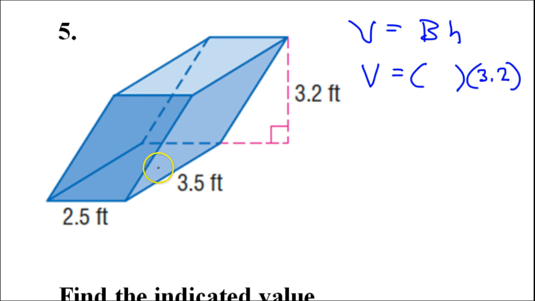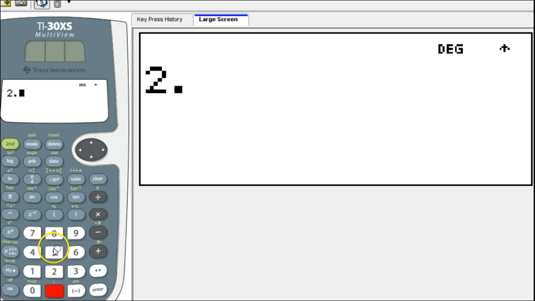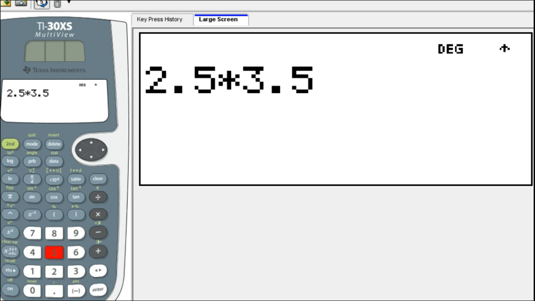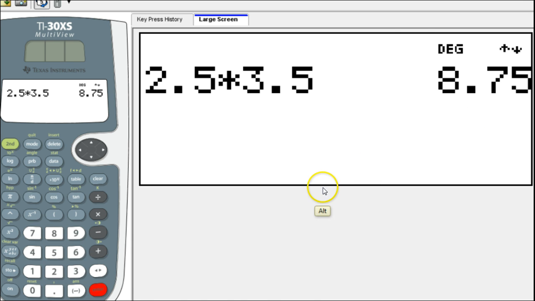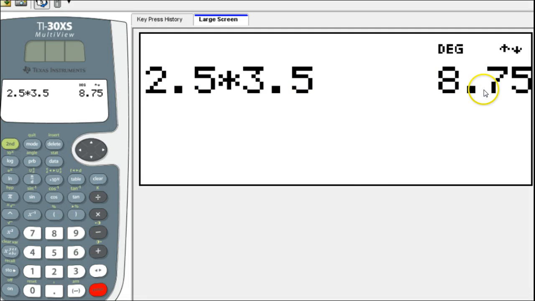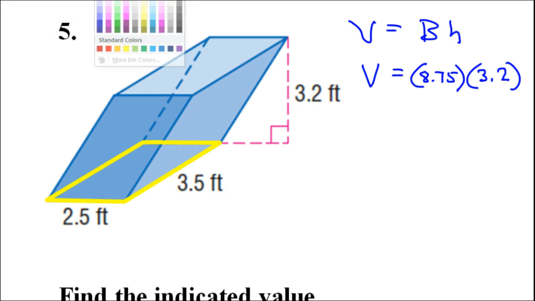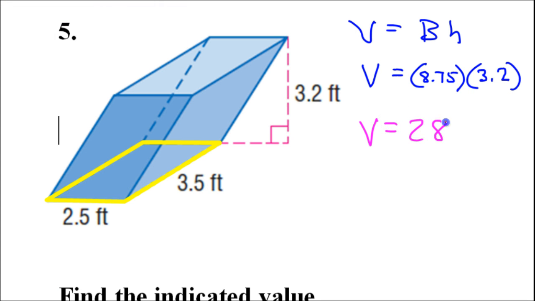So please understand that this is the base down here, this rectangle. The area of a rectangle like this is just going to be length times width, so 2.5 times 3.5. So that's 8.75. Okay, so 8.75 times 3.2. So that's exactly 28. So my volume is 28, and the length was feet, so the volume will be cubic feet.